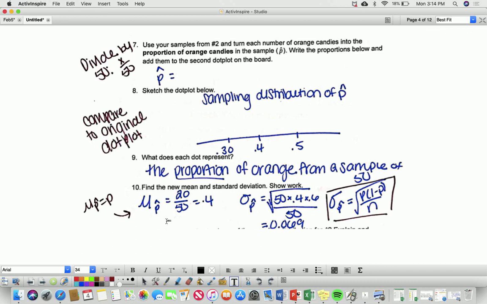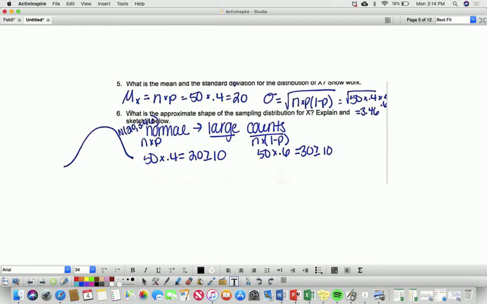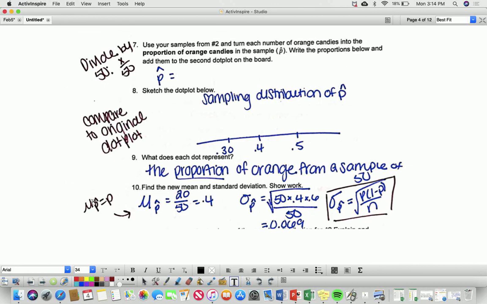Because if I do n times p like I did right here, 50 times 0.4, and I divide that by 50, those 50s cancel out. That will always happen. So the mean of the sampling distribution of a proportion is always equal to the true proportion.